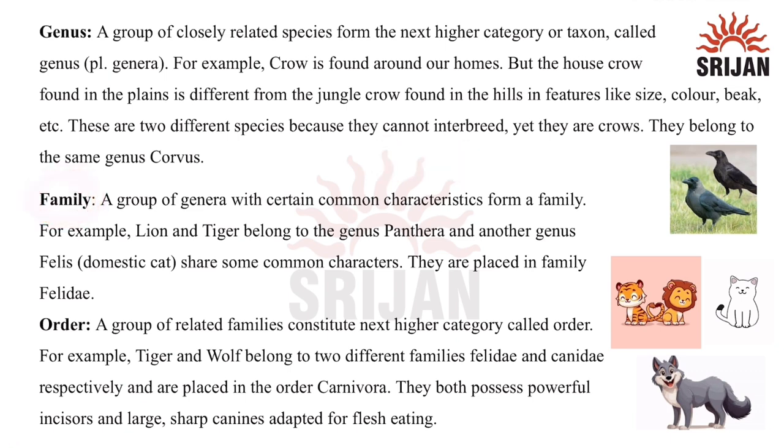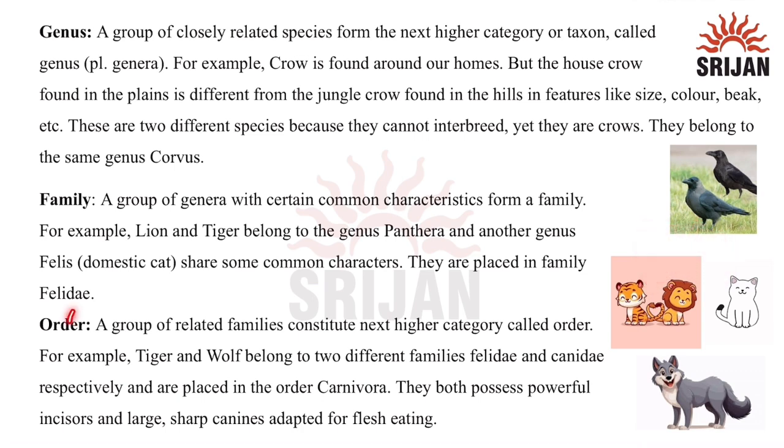Third is family. So it is a group of related genera, which means that two or three genera group together on some common characteristic to form a family. For example, lion and tiger come under the genus Panthera, and the cat comes under the genus Felis, which is the genus for domestic cat. They both share the common characteristic and they're placed under a common family, which is Felidae.